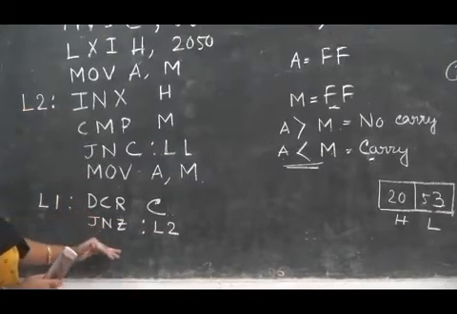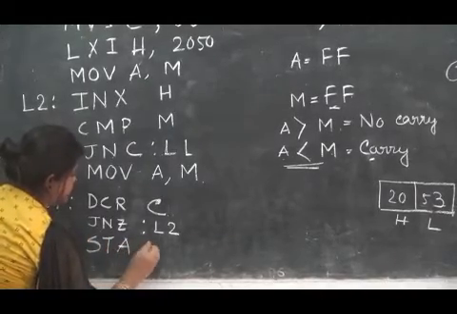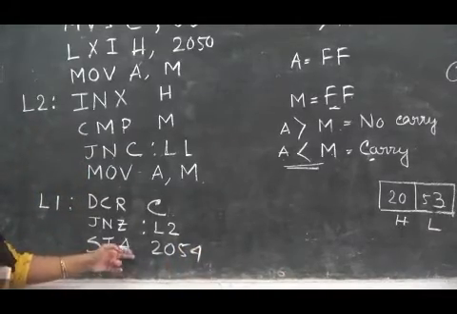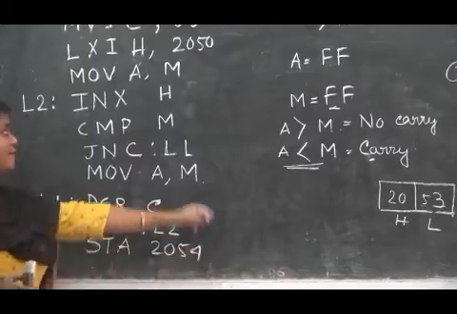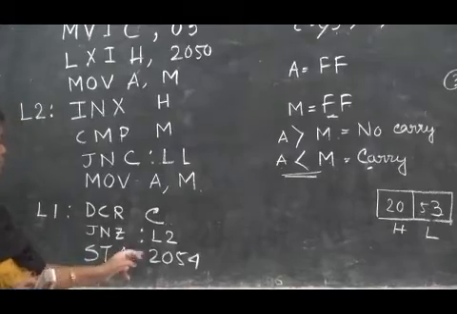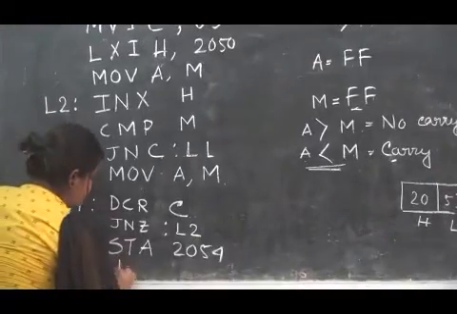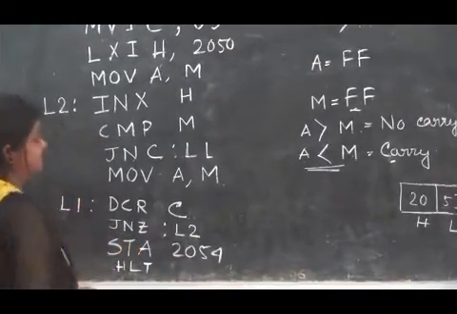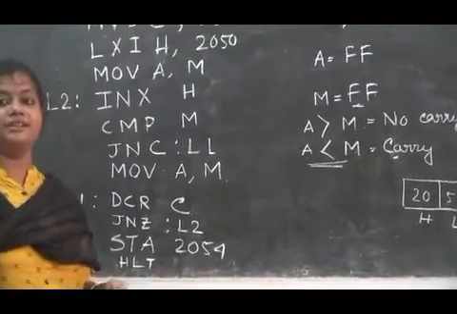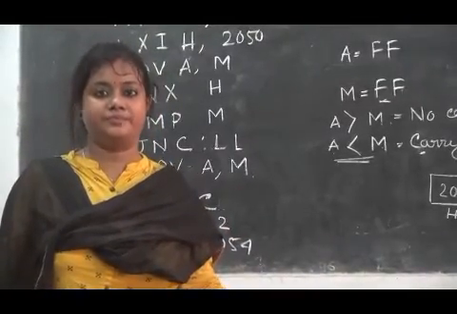It just goes out from the loop, and there will be the instruction STA 2054, which means store the value of the accumulator to the location 2054. The value of the accumulator is FF. So the accumulator will store the value in the 2054 location. And the next instruction is halt. This is the program to find the largest number in a given array. Now I will show you in the microprocessor kit.